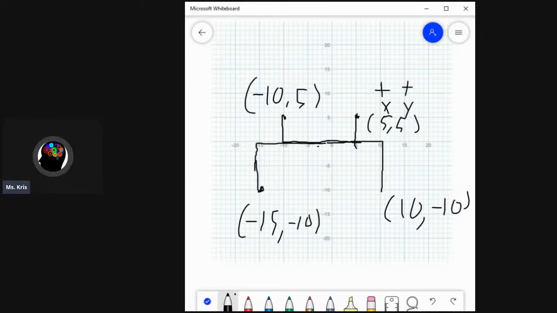Positive, positive; negative, positive; negative, negative; positive, negative. Any questions for plotting my points?